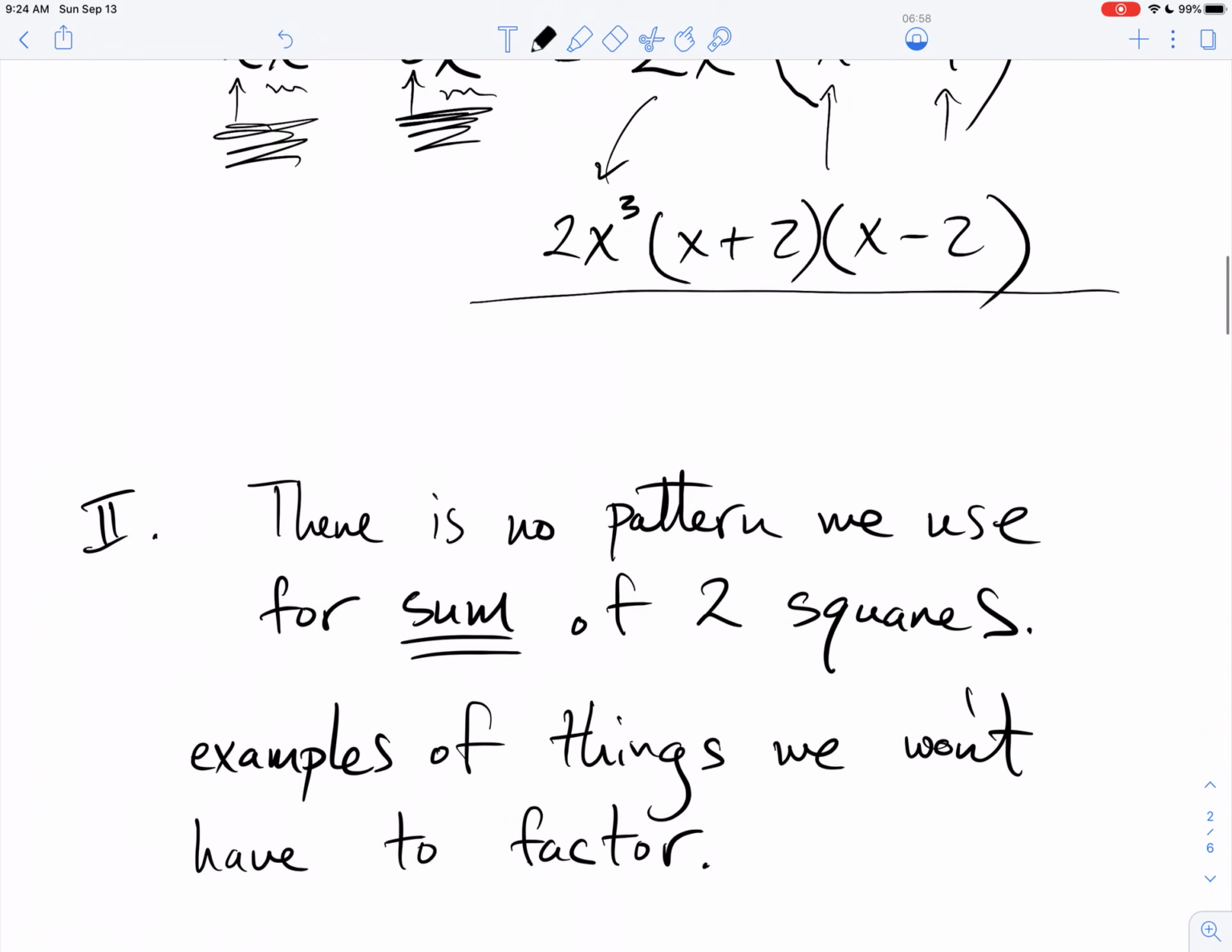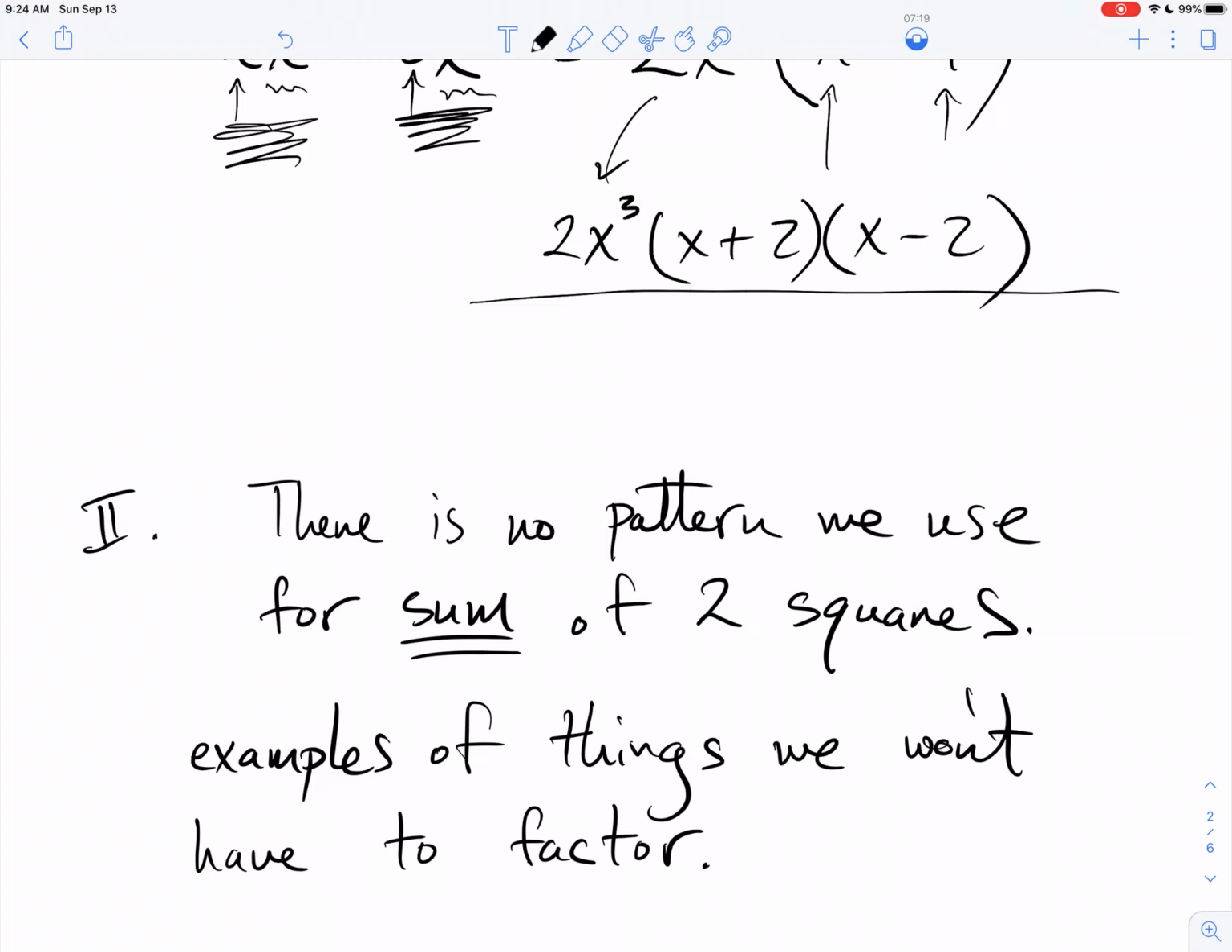There is no pattern we use for the sum of two squares. Remember, factoring patterns are going to be helpful for us to reduce information. You'll see that in the next video big time. But there is no pattern we use for sum of squares.